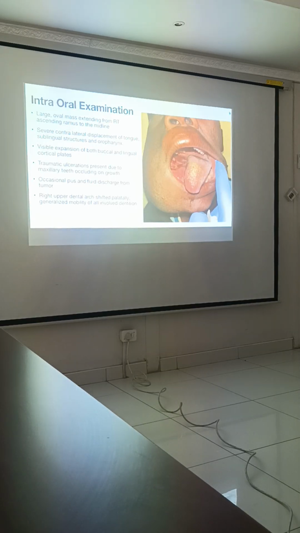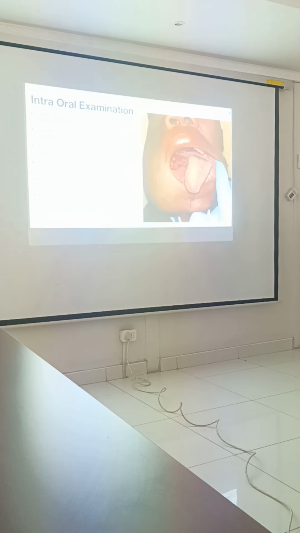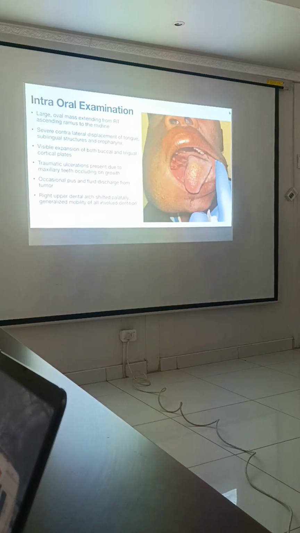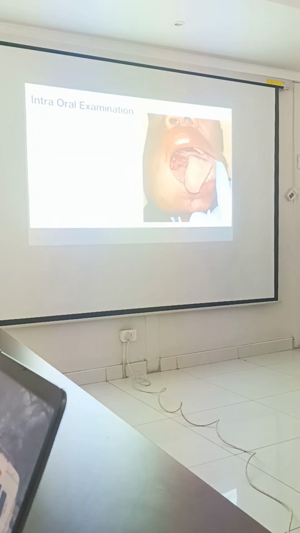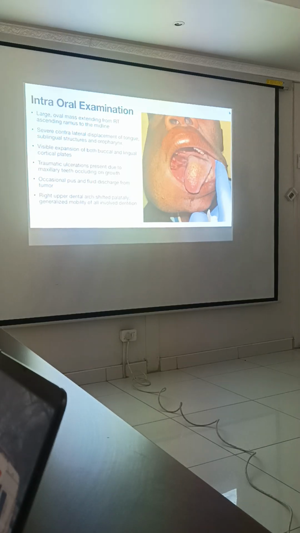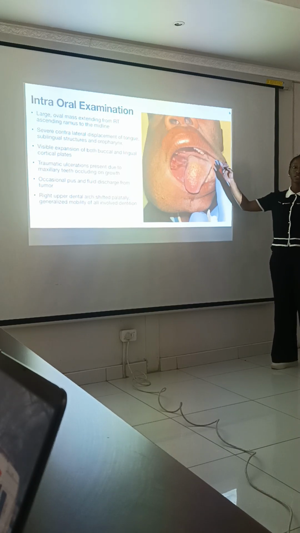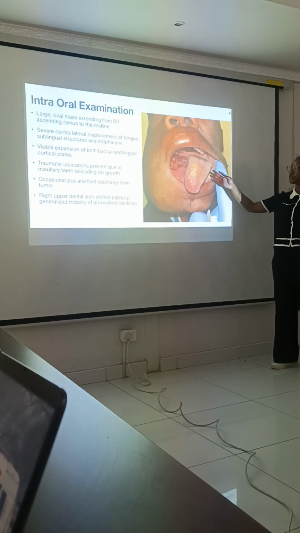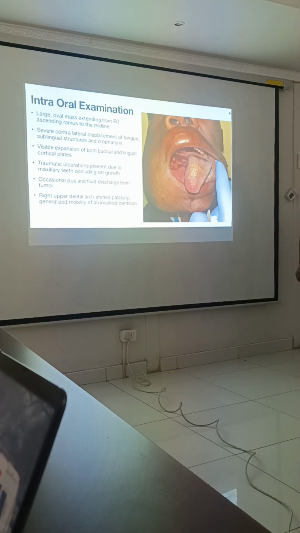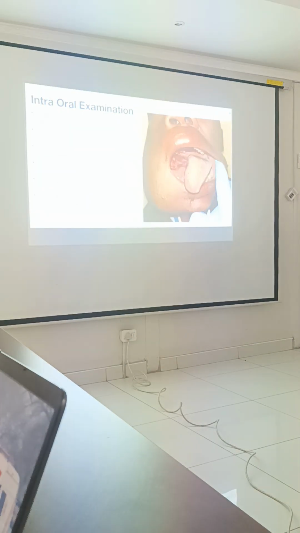On intraoral examination, there was a large oval mass extending from the right ascending ramus of the mandible all the way to the midline. So there was severe displacement of the tongue and its associated structures, as well as the oropharynx to the left side. And there was visible expansion of both buccal and lingual cortical plates, which appeared as severe enlargement of the gingiva. On top of the tumor, there were traumatic ulcerations present due to occlusion from the upper teeth.